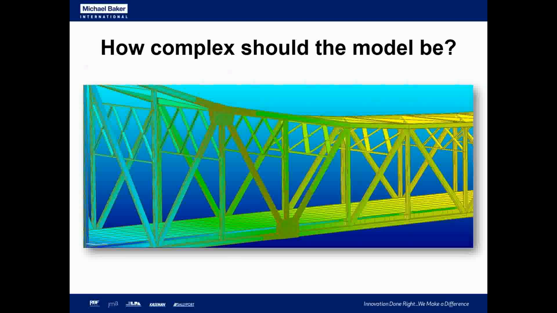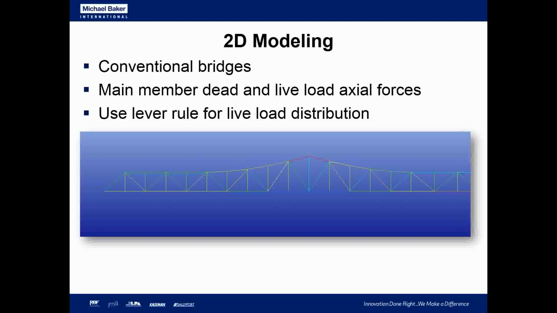Well, I found, in the experience of others at Baker, that for just conventional truss bridges, for main member dead and live load axial forces, 2D modeling, in the vast majority of cases, produces really reasonable, conservative results. And a 2D model for a truss would use the lever rule for live load distribution from the floor system, just using a tributary area for dead load. But in the majority of cases for main members, 2D modeling is a real good approach. It's also a real efficient approach too. So you can get a quick answer, and if you're analyzing an existing bridge, you compare the forces you're getting to the plans. It's a lot simpler than 3D modeling, and is appropriate in many cases.